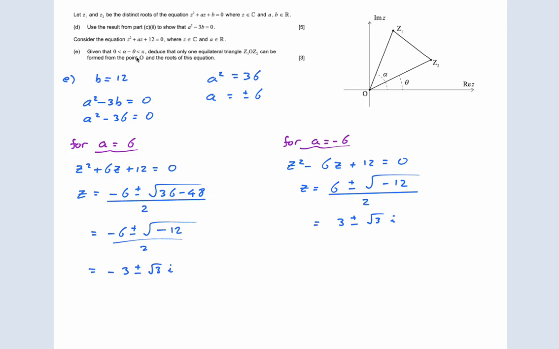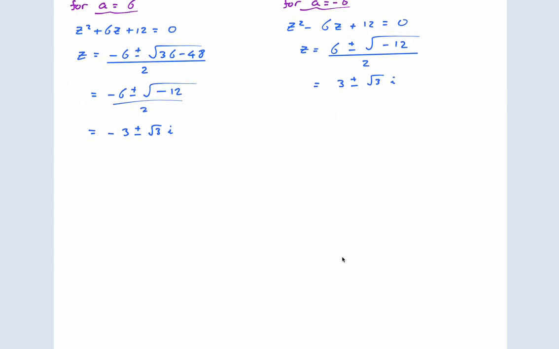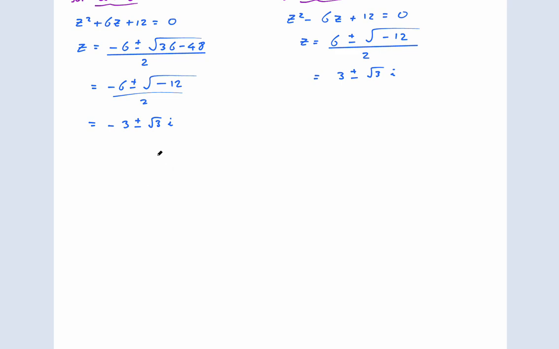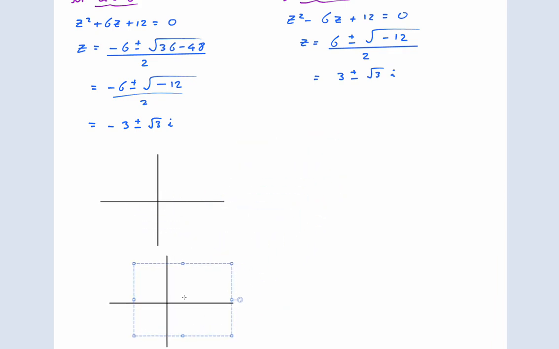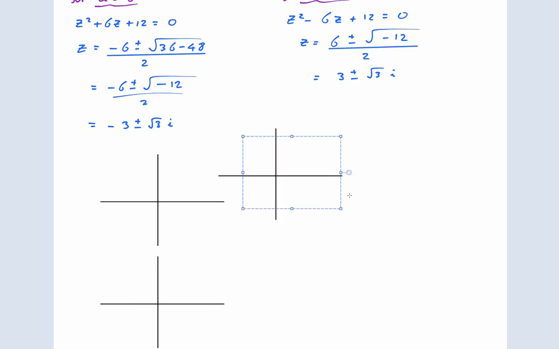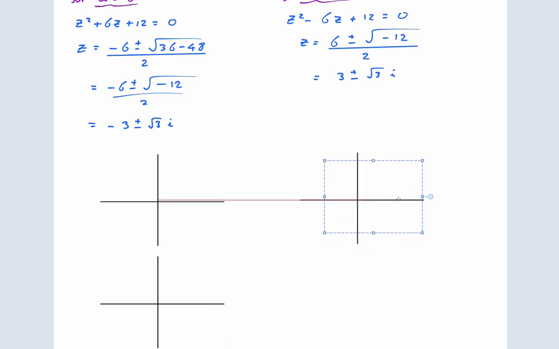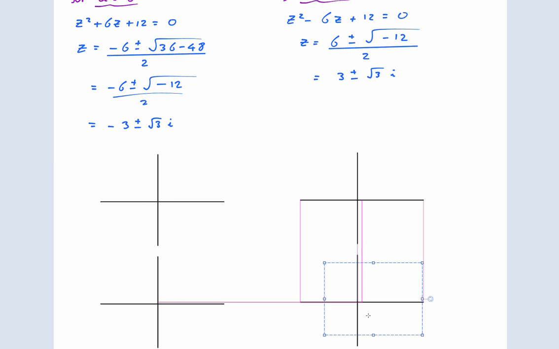And I need to show that there can only be one equilateral triangle formed from the roots of this equation, right? So what I'm going to do, guys, is draw this, and I'm actually going to draw 4 different types. So I can have this one, and this one, or this one, and this one.